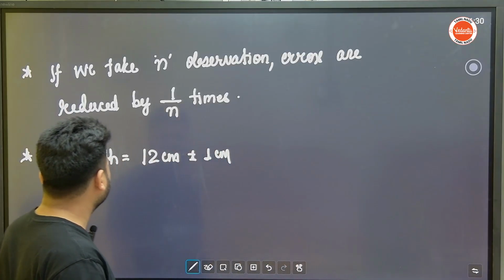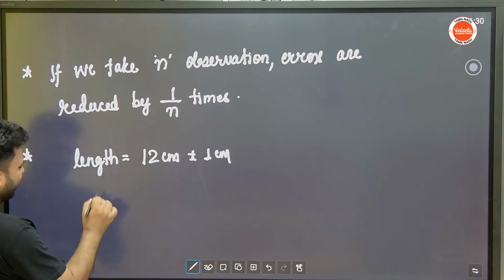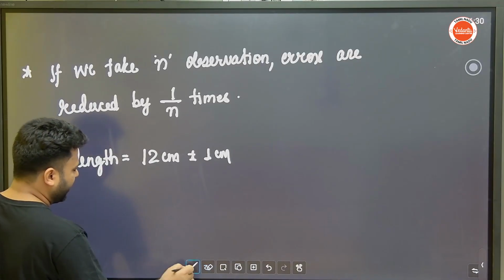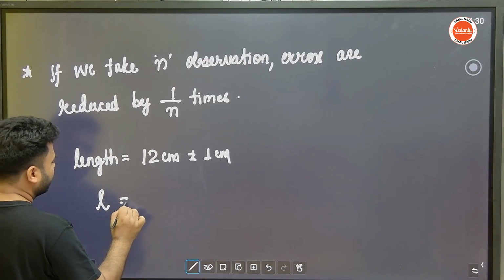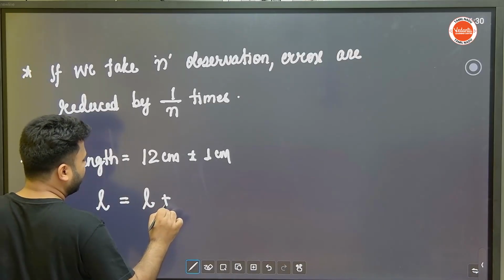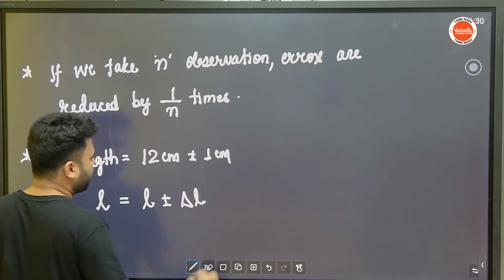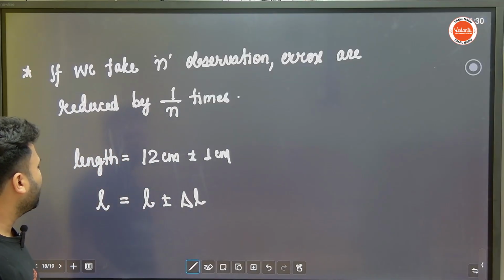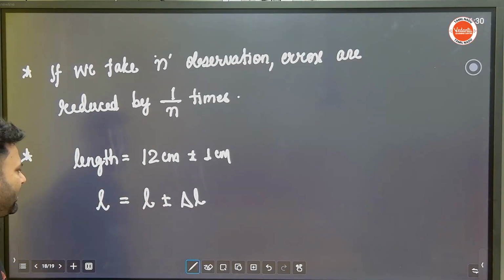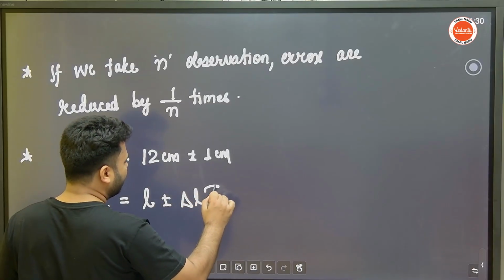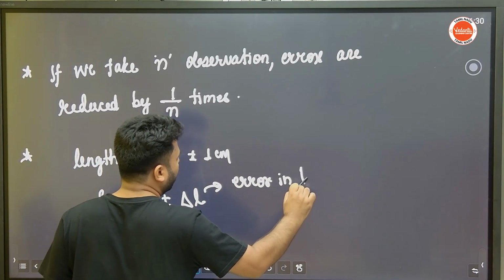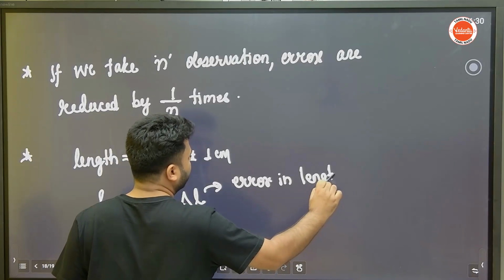So we write in this manner. Basically this length can be written as L plus minus delta L. We write in this fashion that the total length equals L plus minus delta L. This delta L is called error in length.